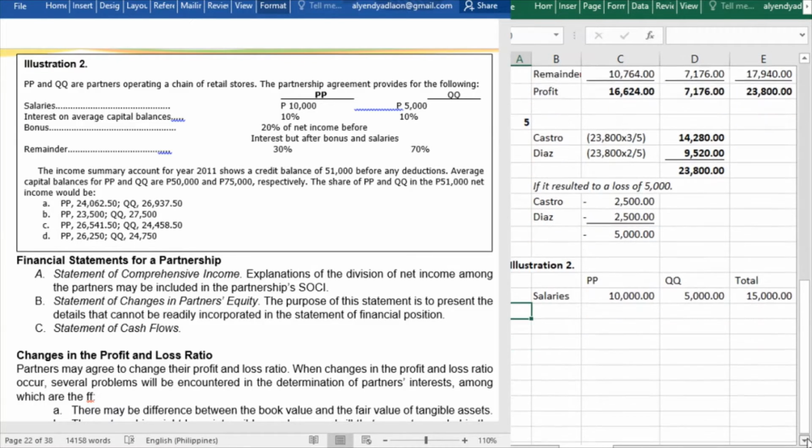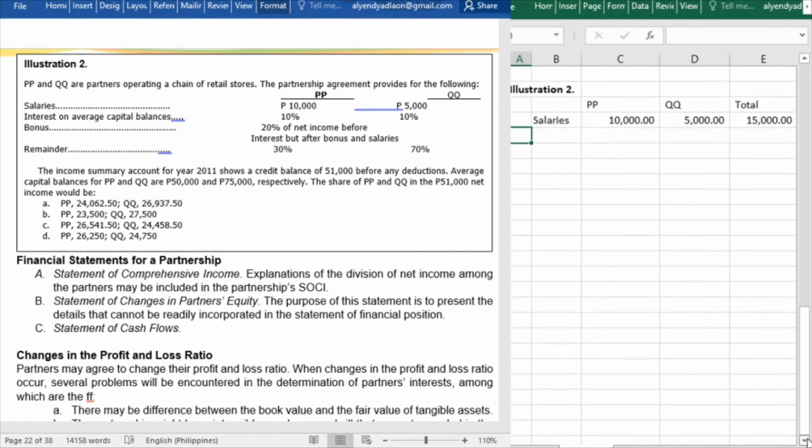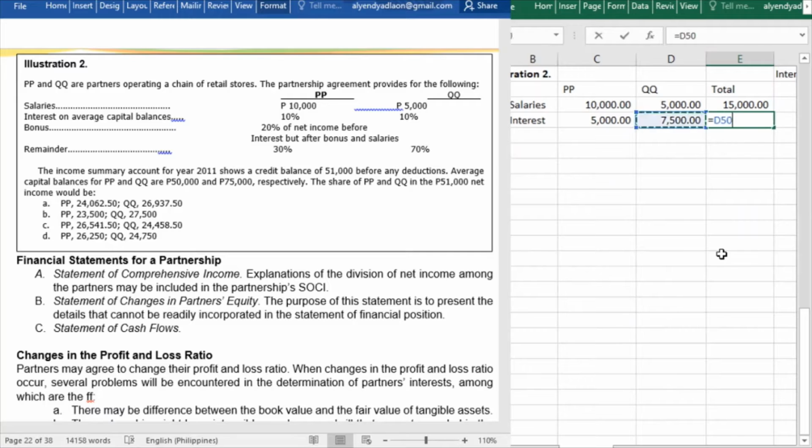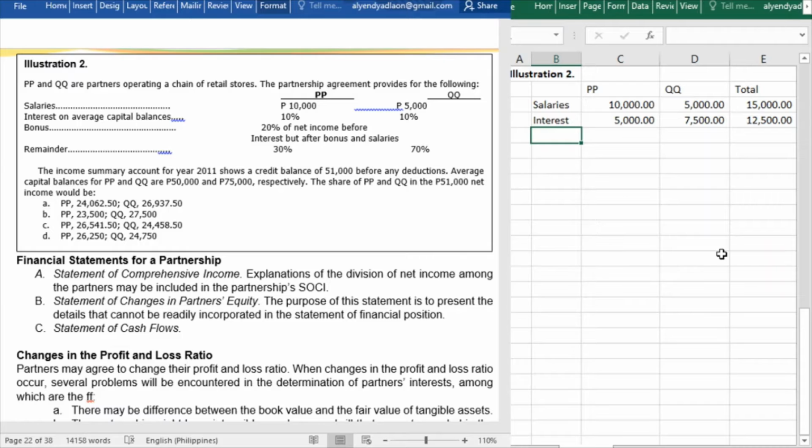Next is the interest. As you can see, we are to give them interest on average capital balances. Accordingly, the average capital balances are 50,000 and 75,000, so in this case it is already given. So 50,000 multiplied by 10% and 75,000 multiplied by 10%. Okay, so that is for a total of 7,500.